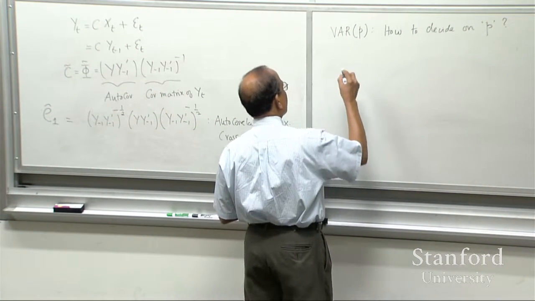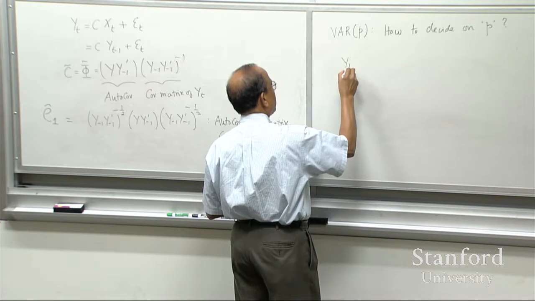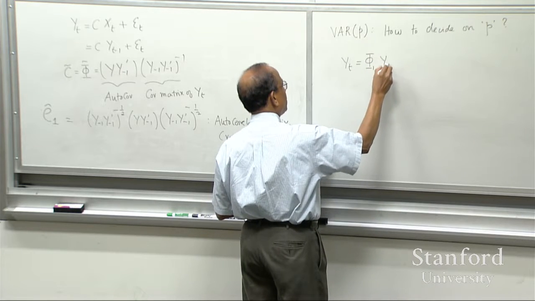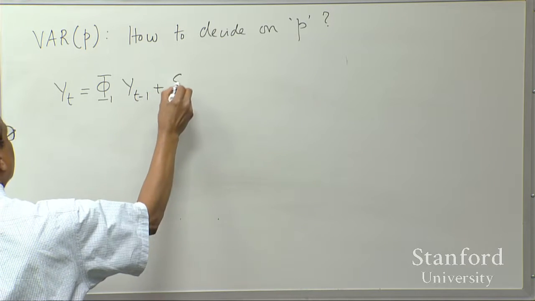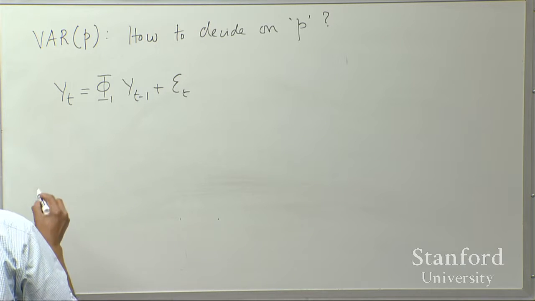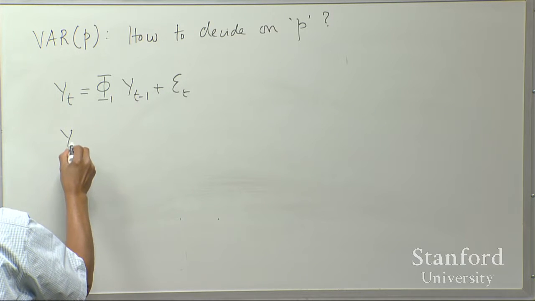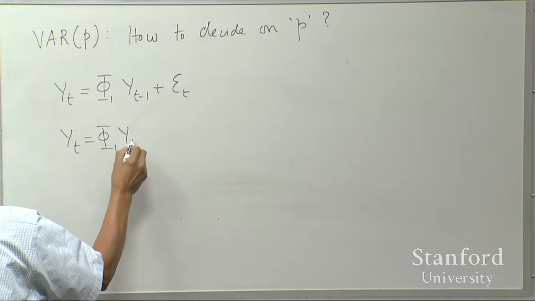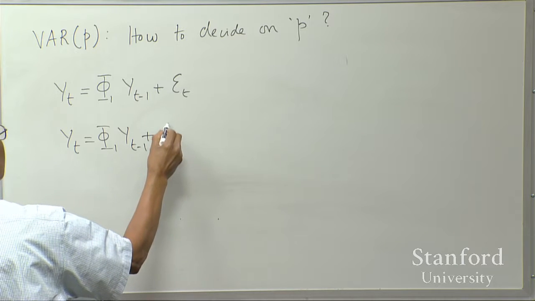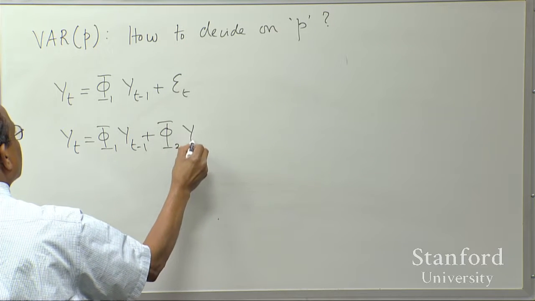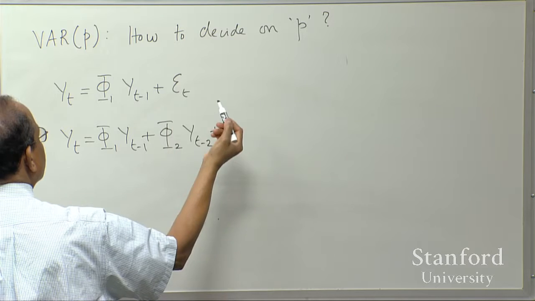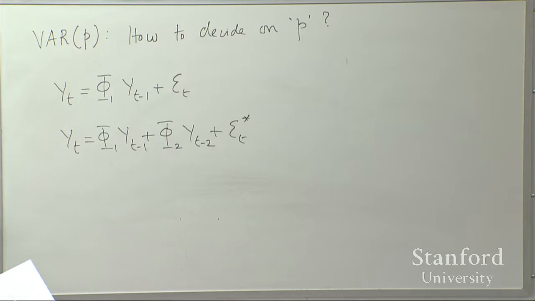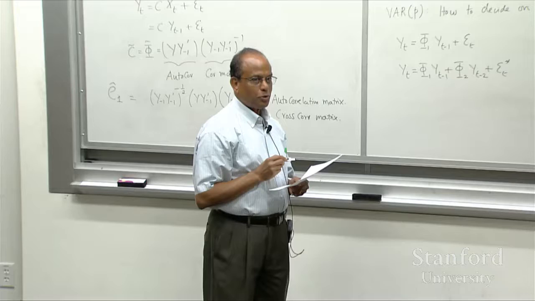So suppose I have, and this is the question I'm asking you, an AR1 model, y_t = pi_1 y_{t-1} + epsilon_t, and you want to check if the alternative model is an AR2 model, y_t = pi_1 y_{t-1} + pi_2 y_{t-2} plus some other error term, which I'm going to call epsilon_t star. How do you decide between the two models?